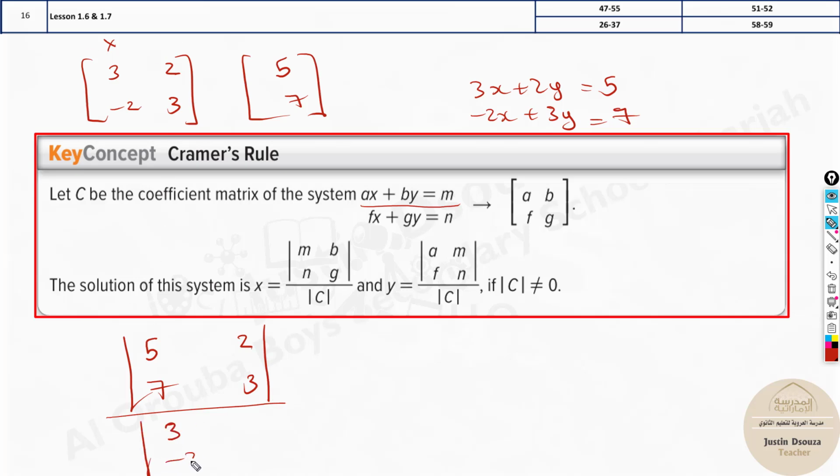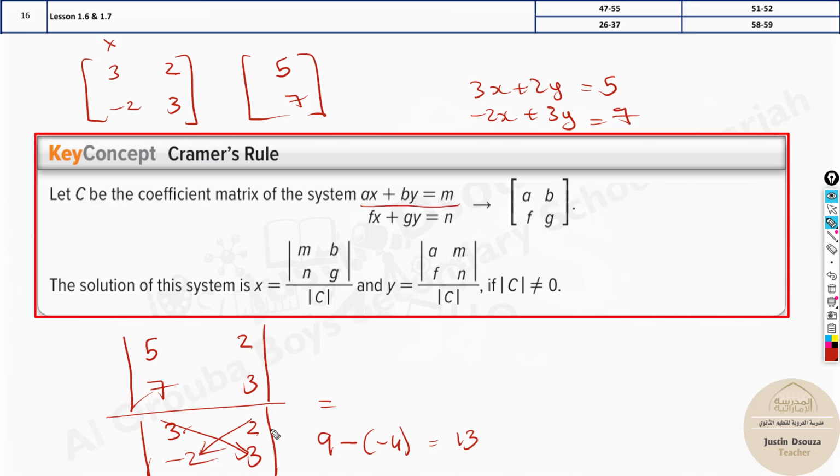In the sense, it's 3, minus 2, 2, 3. So you replace the x values, because you want to find x, with whatever is on the right side of the equal sign, and divide by the determinant of the coefficients. So how do you find a determinant? Determinant is found like this. You draw a cross line from left to right and then from right to left. Multiply these two: 3 times 3 is 9, minus 2 times minus 2, which is negative 4. The answer is 9 plus 4, that is 13.